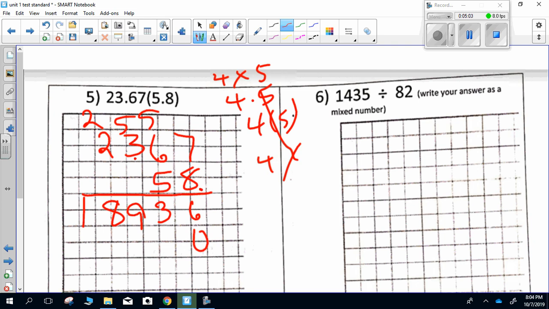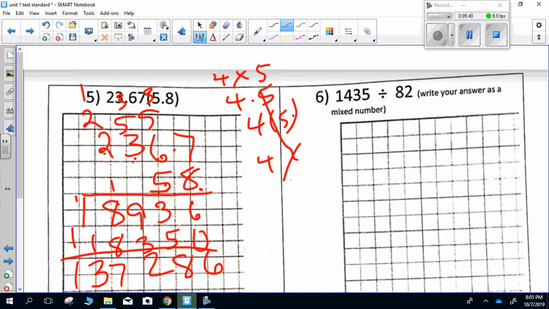Now I start with my 5. 5 times 7 is 35. Carry my 3. 5 times 6 is 30, plus 3 is 33. 5 times 3 is 15, plus that 3 I carried is 18. Carry the 1. 5 times 2 is 10, plus that 1 is 11. Now I add 6 and 0, 3 and 5, 9 and 3, carry that 1, 8 and 8, plus the 1 I carried is 17, carry the 1, 1 and 1 and 1 are 3, bring down my 1.